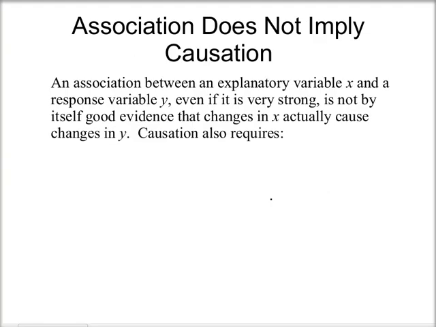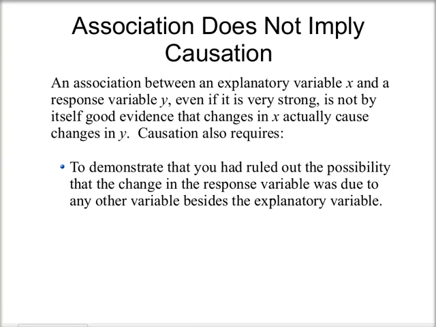And the last thing we want to talk about is that association does not imply causation, or you may have heard the phrase correlation does not imply causation. So if we have an explanatory variable x and a response variable y, even if the correlation is very strong between those two, it's not by itself good enough evidence that changes in x actually cause changes in y. So to show that, we also need to demonstrate that we ruled out the possibility that the change in the response variable is due to any other variable or reason besides the explanatory variable.